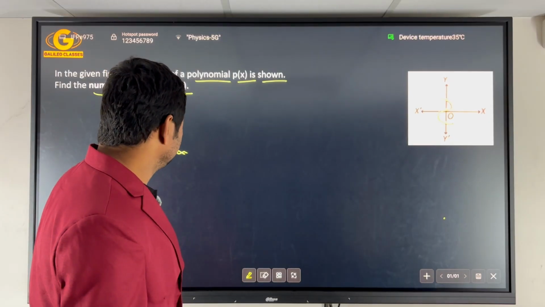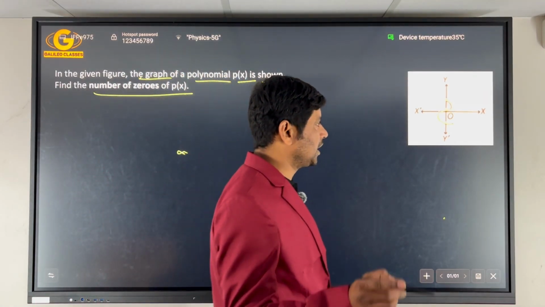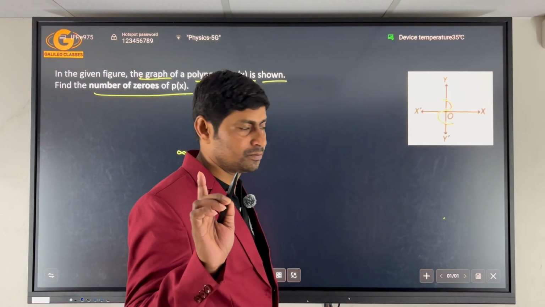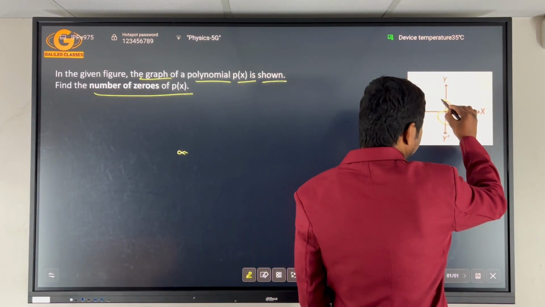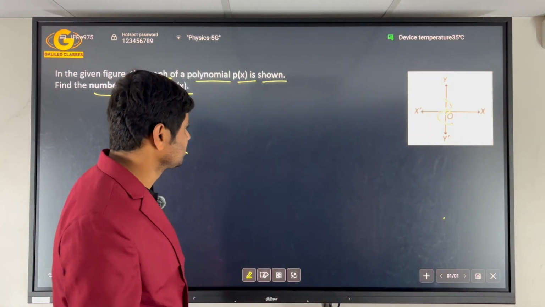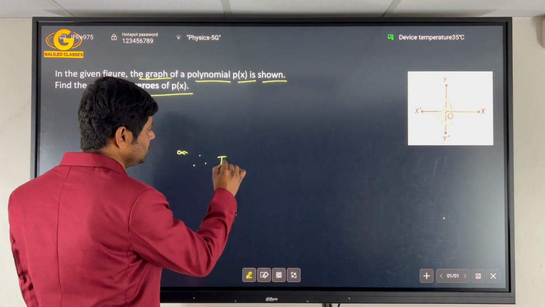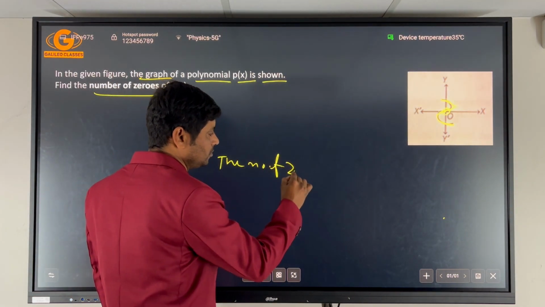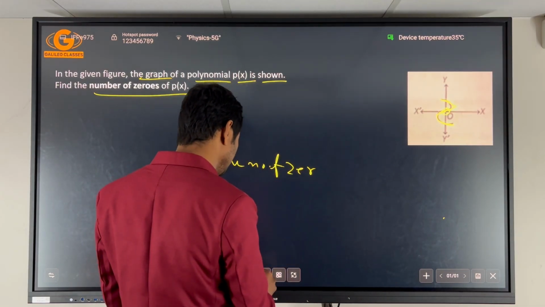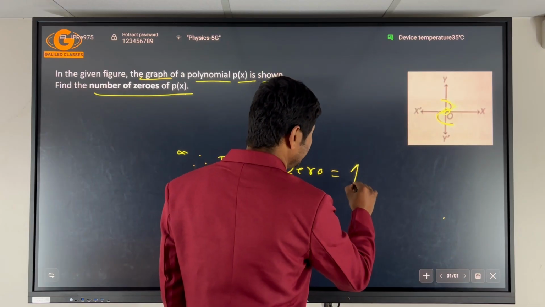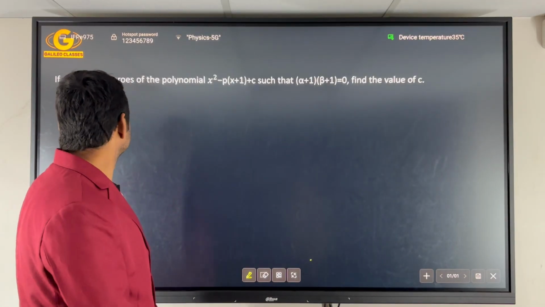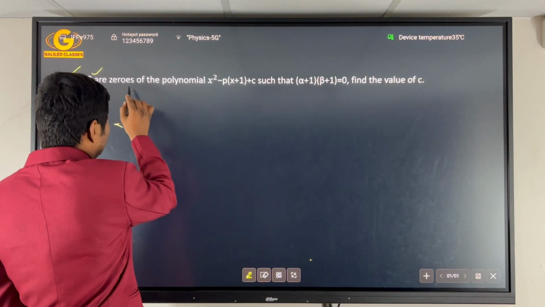Only from the graph you can find the number of zeros. So the number of zeros is equal to the number of times the graph cuts the x-axis. Since this graph is cutting the x-axis at exactly one point, therefore the number of zeros is equal to only 1. 1 is the answer.